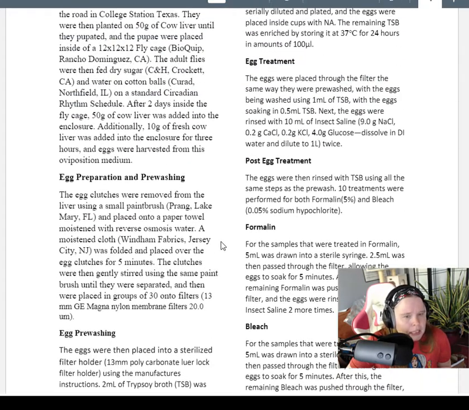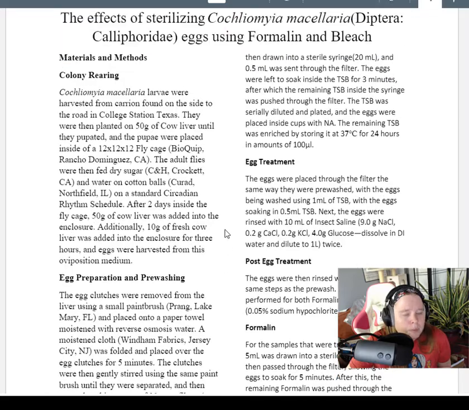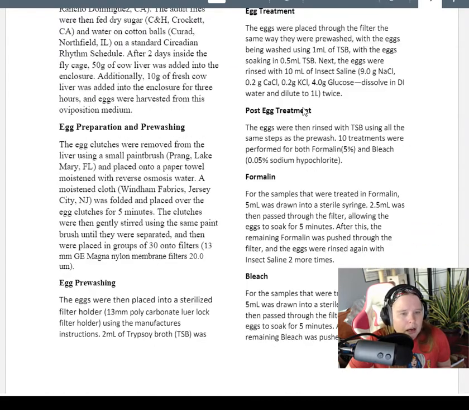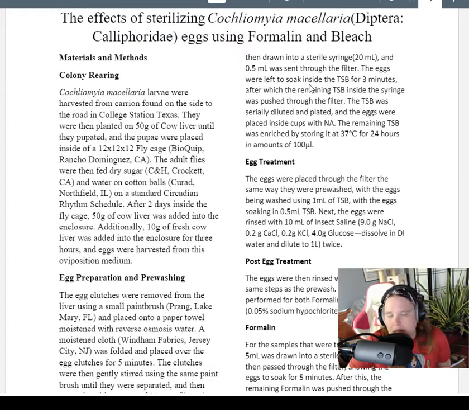Because, especially with this, people want to know, is this polycarbonate? Was this a different type? Was this glass? What syringe was used? Okay. And then 5 milliliters was sent through the filter.